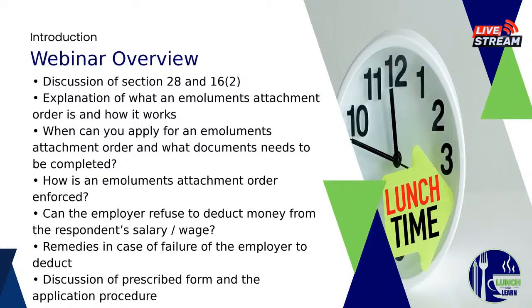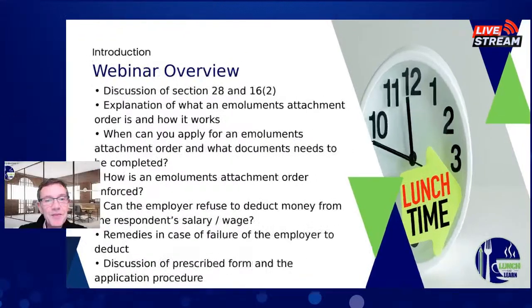And then the burning question of what one can do if the employer fails to comply with the garnishee order or the emolument attachment order, and can an employer actually refuse to deduct money from the respondent's salary or wage in order to give effect to the emolument attachment order. And then we'll have a short discussion on the prescribed form and the application procedure of emolument attachment orders.